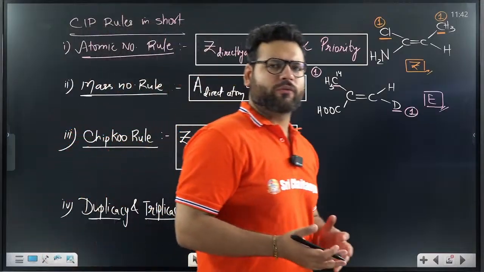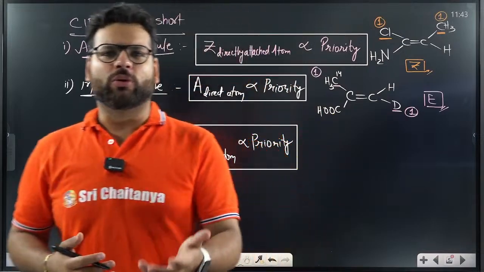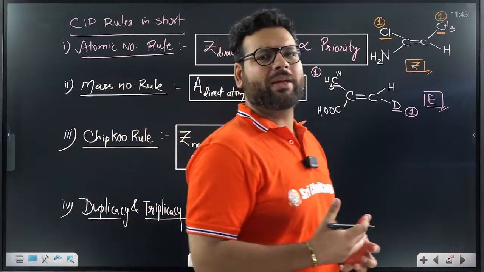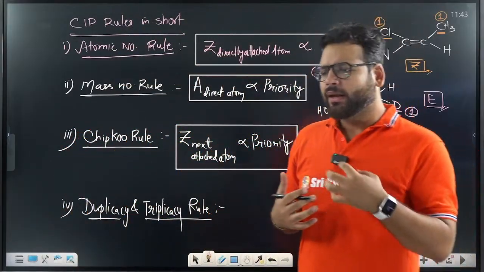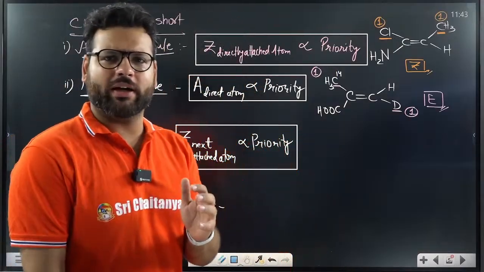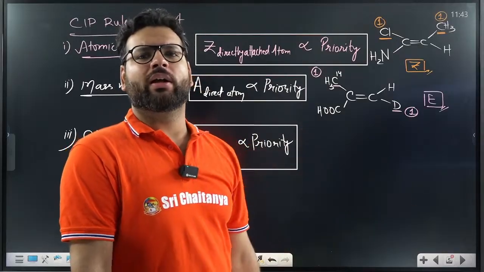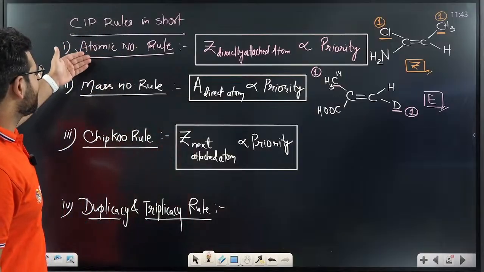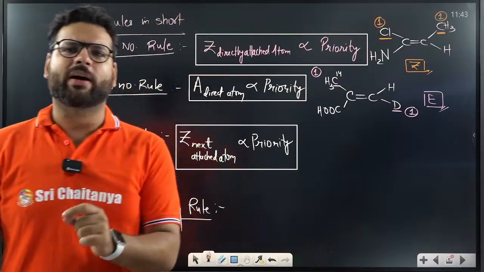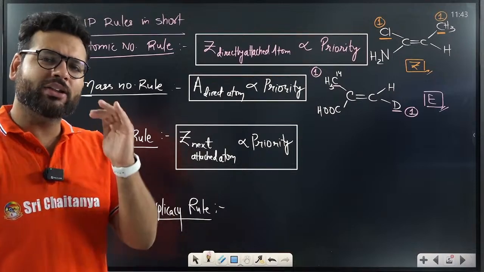Next one. If rule 2 also fails, atomic number same, mass number also same, then go for the Chipko rule. The name is given just by me, to make you remember. Chipko rule means if the first atom is not able to decide, check the directly attached next atom. Ask the person directly attached to you what is the best option next to you, that will decide. So check the atomic number and mass number of the next attached atom.